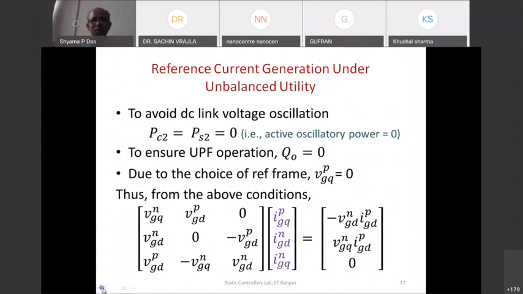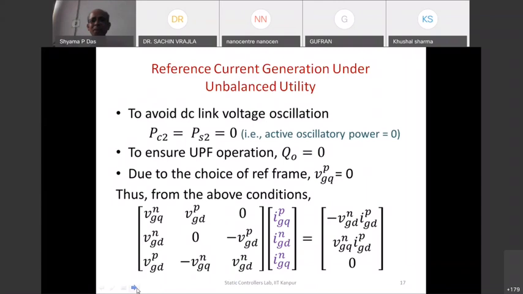So these are the equations. This is the matrix form that we have got. And these are the variables which are in violet color: VGQP, VGDN, and VGQN. These three variables have to be evaluated. They are basically the reference currents. So the reference currents, how many reference currents do we have?